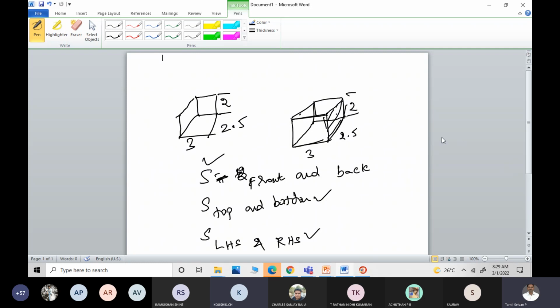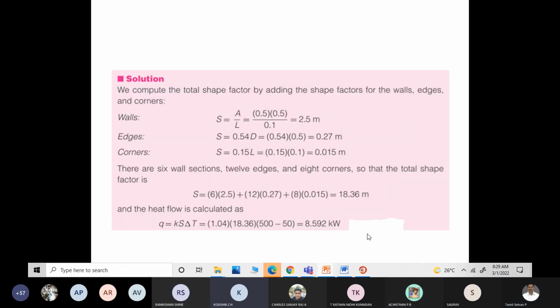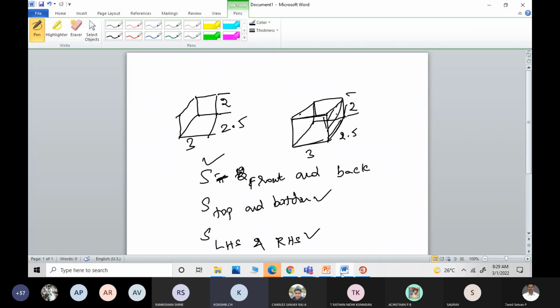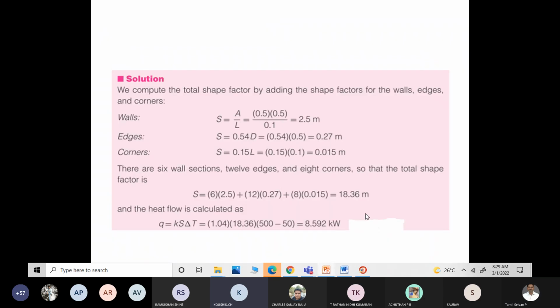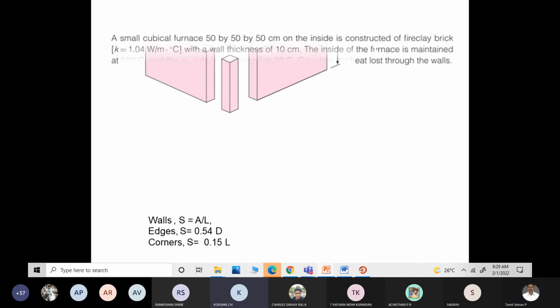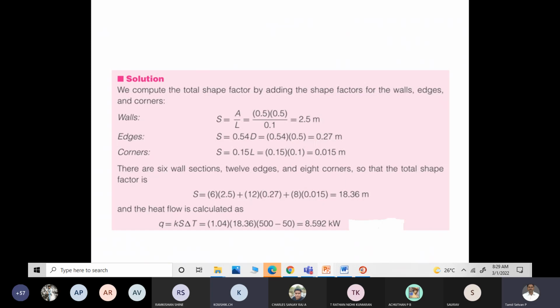Is it fine, students? You will be able to solve it, right? Shall I move on to the next? Yes, sir. Sir, one more thing. In the previous question, the first one that we solved, in the last sentence they asked to calculate the heat loss through walls only, sir. But why are we finding the edges and corners also?